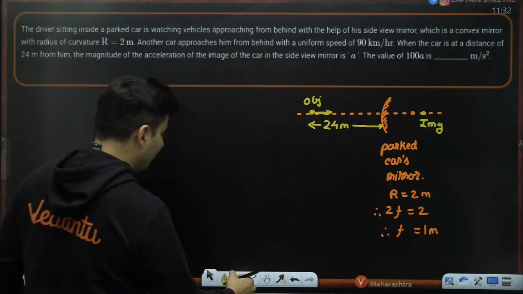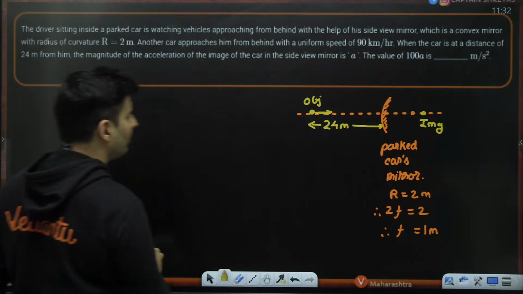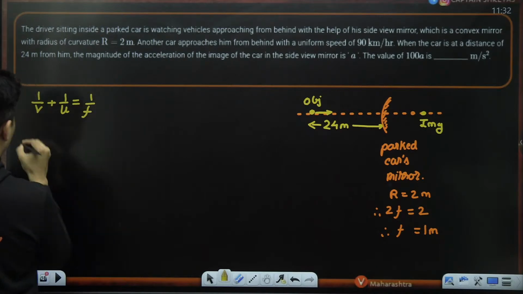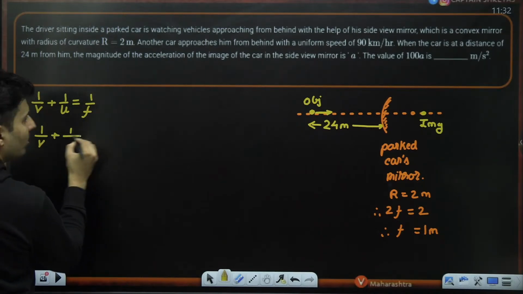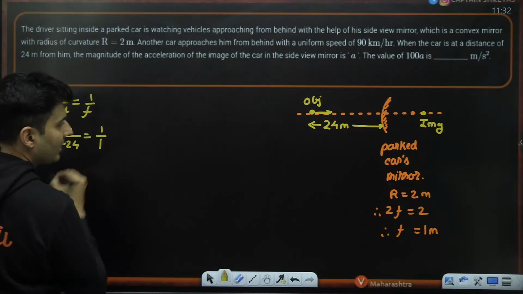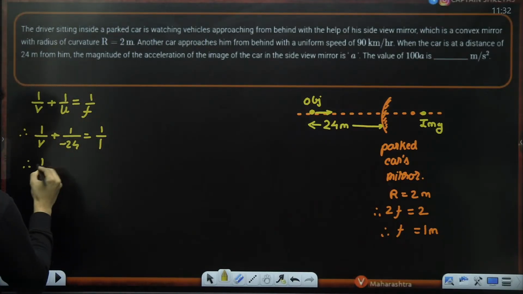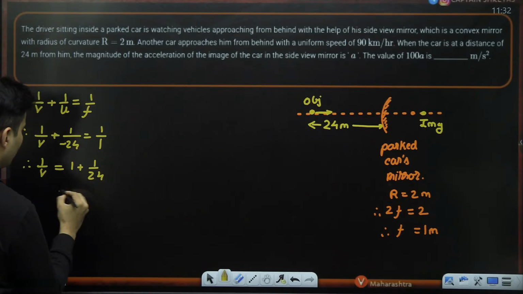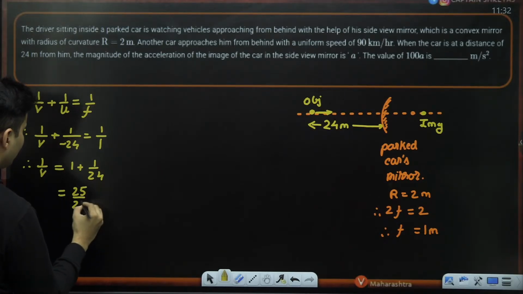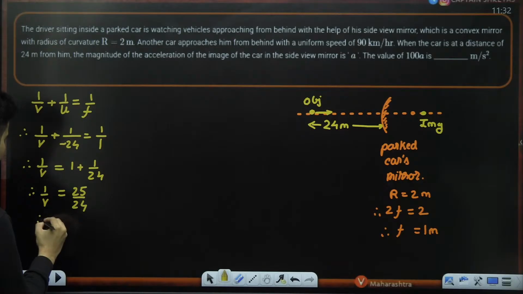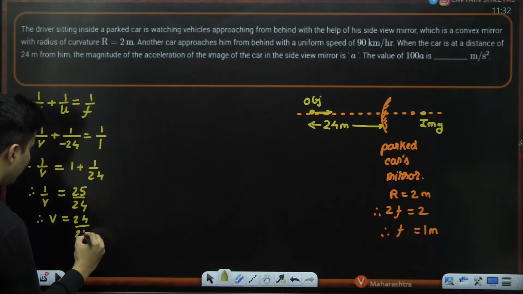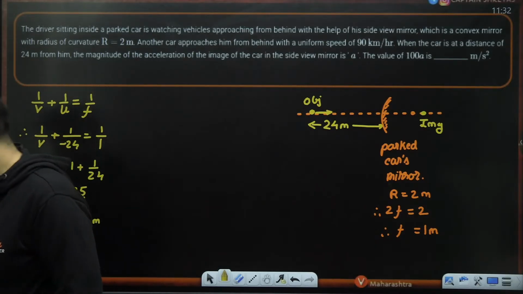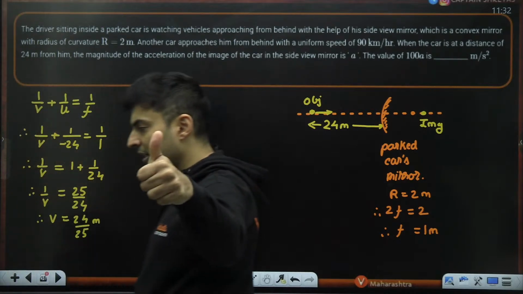First of all, let's locate where the image is going to be formed. So let's use the formula 1 by v plus 1 by u is equal to 1 by f. The image distance I do not know. Object distance is negative 24. Focal length is positive 1. So 1 by v is equal to 1 plus 1 by 24, which is 25 by 24. So therefore, v will be 24 by 25 meters. Everybody with me till this point?